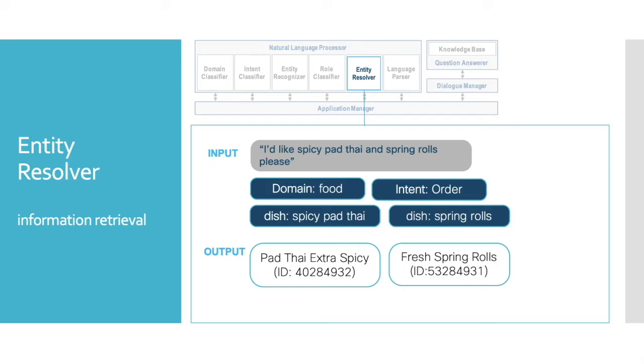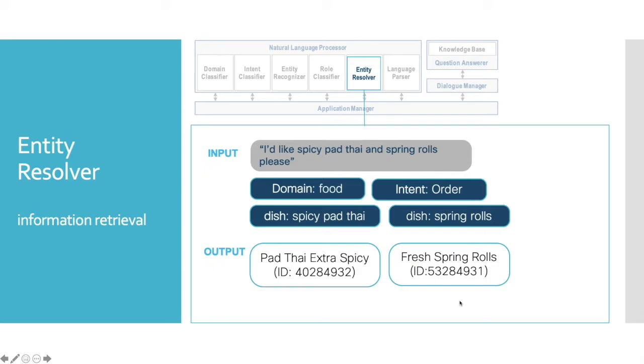Next, we have the entity resolver. This is an information retrieval problem, and it resolves the text from the extracted entity into a canonical form by searching against the dictionary database or index of canonical entities. For example, in the query, I'd like spicy pad thai and spring rolls, please, we find that the closest match for spicy pad thai is pad thai extra spicy with this canonical ID value. And similarly for spring rolls, we find fresh spring rolls in the database with this ID value.